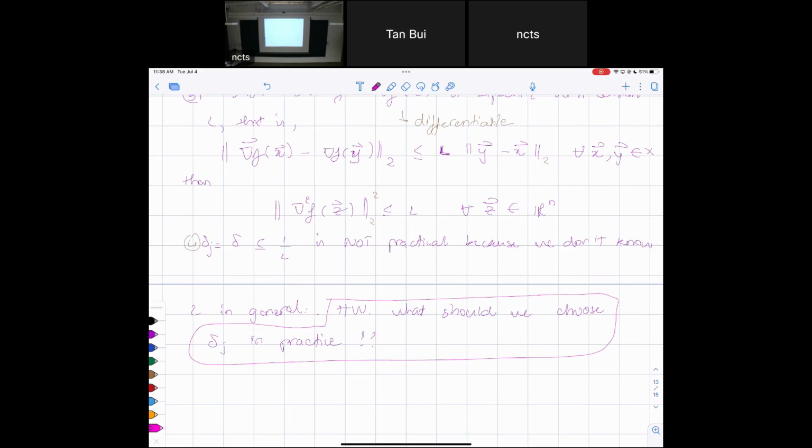It turns out that we don't need to know L, and we still have a method working. Everybody, any question before we now actually move to the next thing? If not, then we're going to go to neural network.